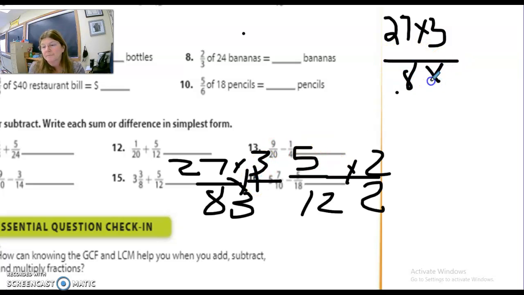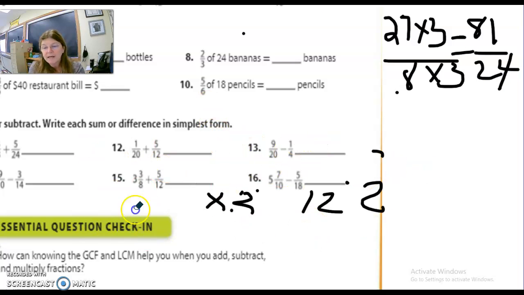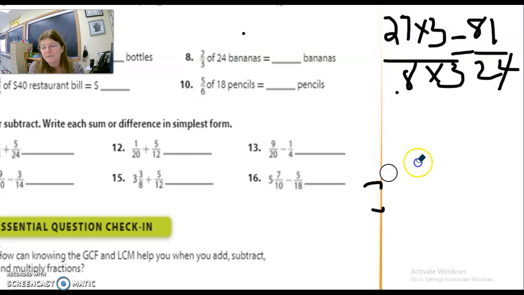times 3. Okay, so 27 times 3, this would be 21, 6 and 2 would be 81. Okay, and 3 times 8 is 24. So that's our first set of numbers that we're looking at. We're going to have 81 over 24.